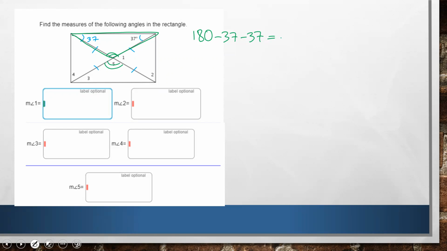That's going to give me 106. So I know that this is also 106. So at least I know my angle 5.